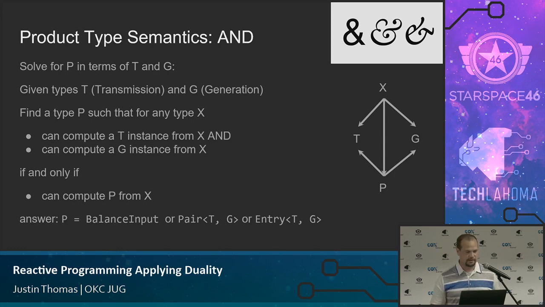Basically, if I have two computations, given any type X, I have a way to compute T from X. So that's this arrow. If you look at this X arrow T and X arrow G, I have two computations. One can compute a T, one can compute a G, both from X, right? Well, I can replace that computation by a single computation which just computes P from X. And if I want to recover the individual T and G, I can just get left or get right on the pair, right? Or whatever implementation I have, BalanceInput, I can say get generation, get transmission.